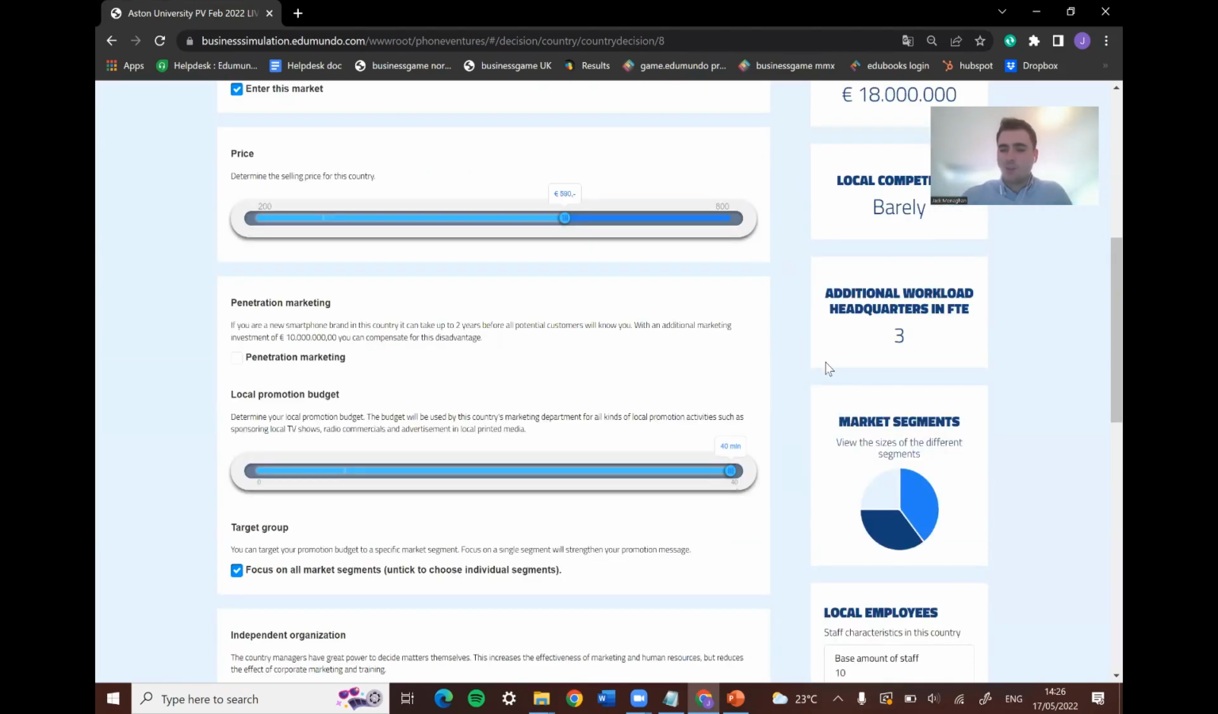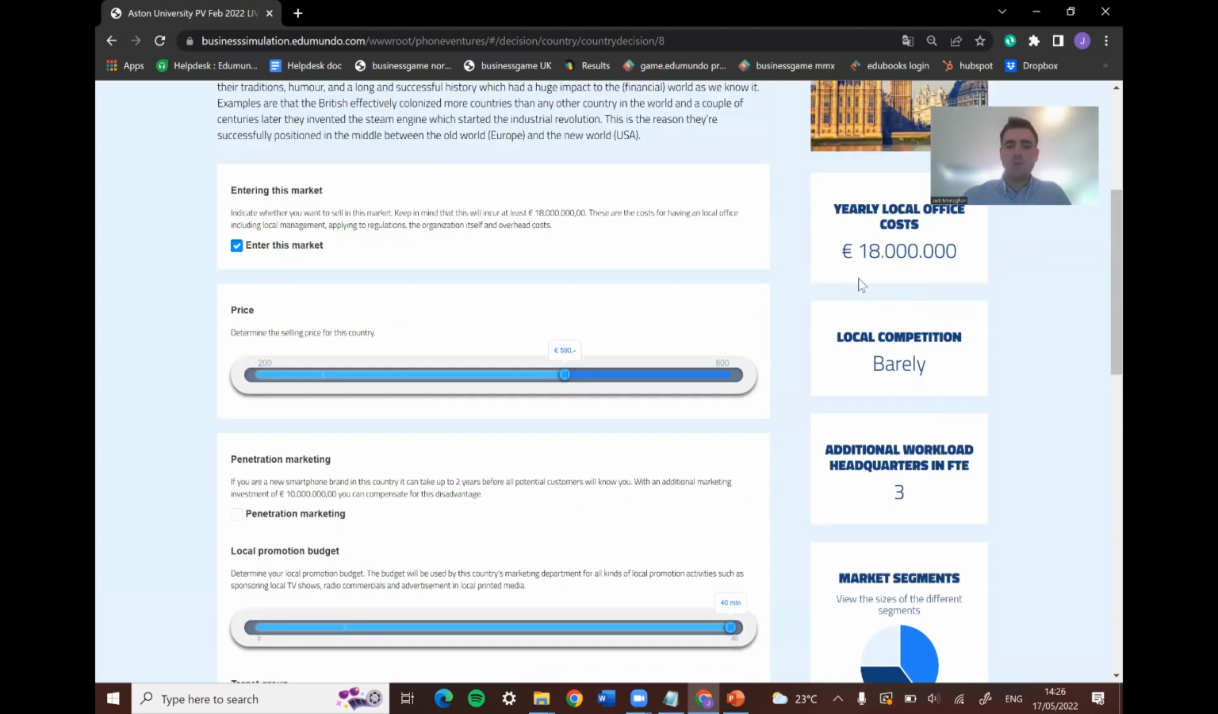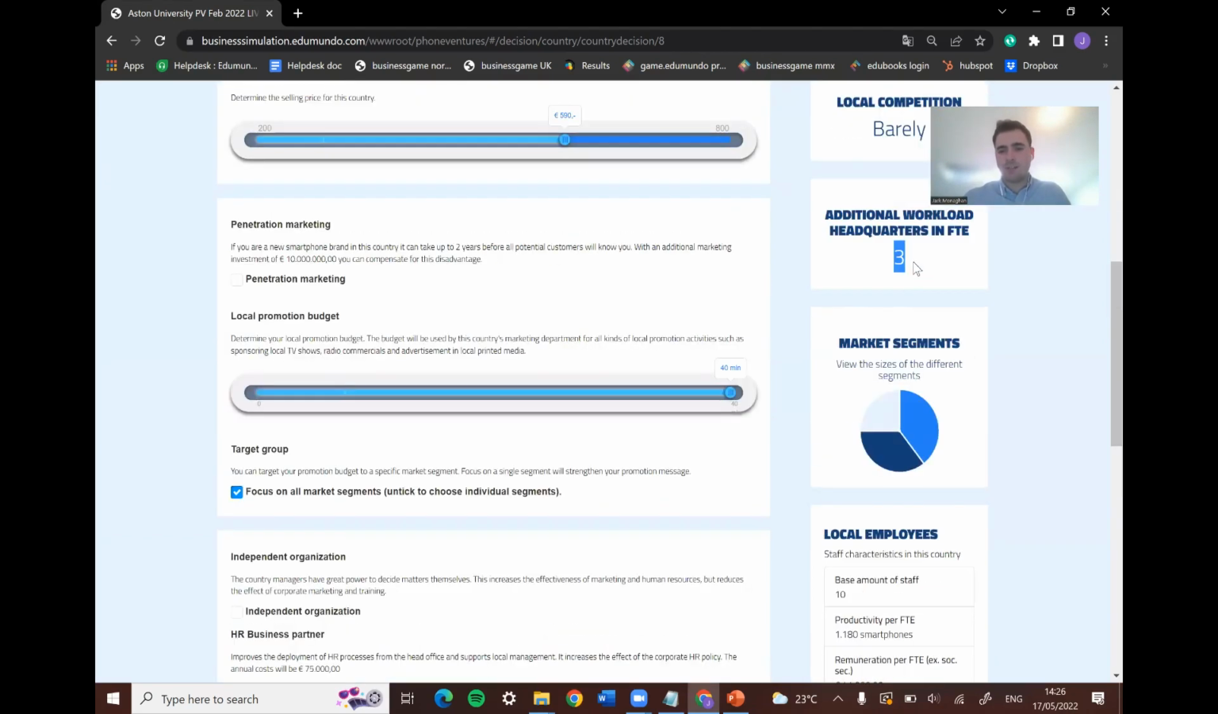There is some other quite useful information on the country page if you are struggling to make a profit. So for example, taking a look at the yearly local office costs, but probably most importantly is the number of HQ staff that you're going to need to hire if you want to operate within this country. Although it says 3 here, depending on the amount of demand that you get, this number can increase or decrease. So 3 is just the bog standard. However, if you experience high levels of demand, you may need to hire even more workers.